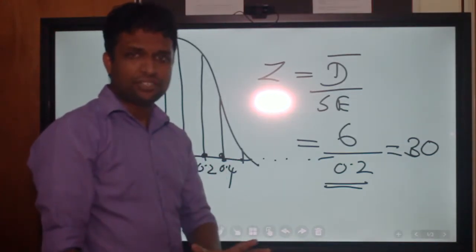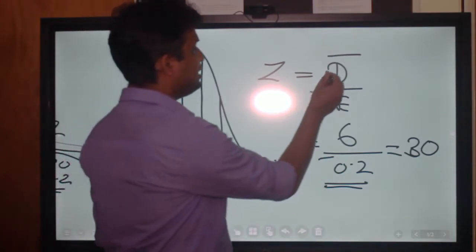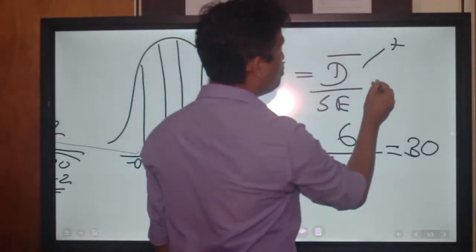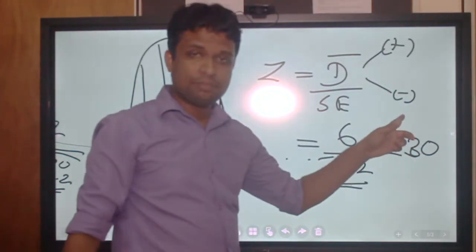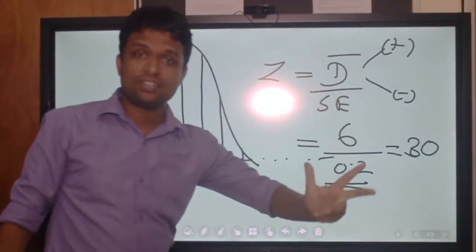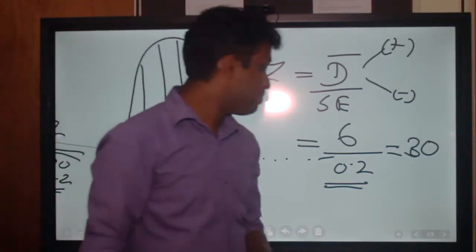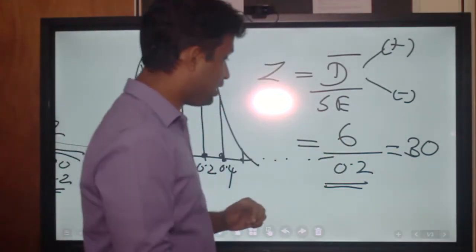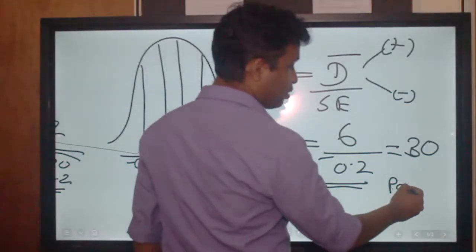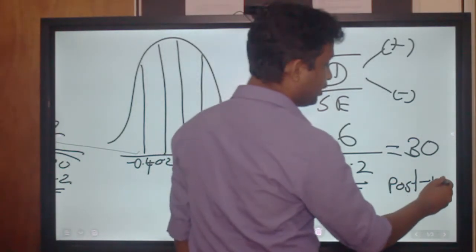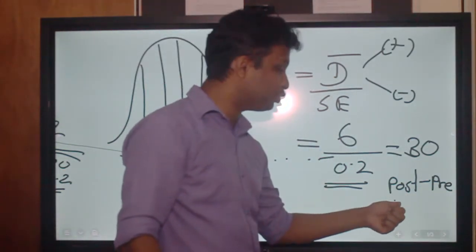But the interpretation depends on whether this D bar is positive or whether D bar is negative. Why is it important here? We are interested in the lower side, but our D bar is 6. How's that? Generally what we do is we have to subtract the post-value from the pre-value, because we are expecting a lower value of post.